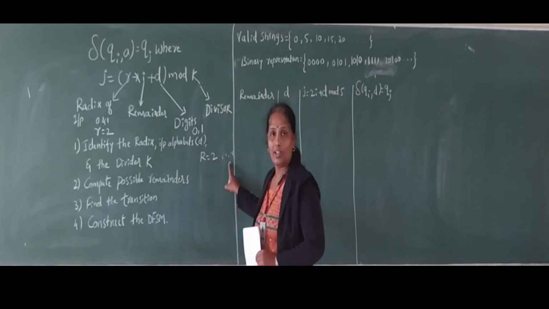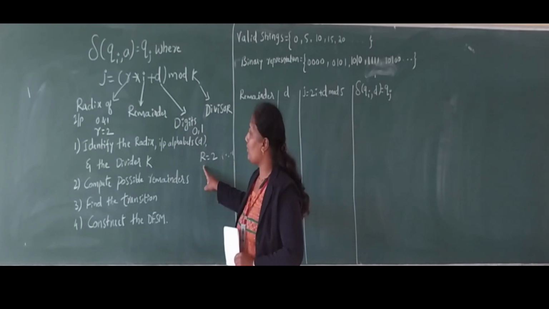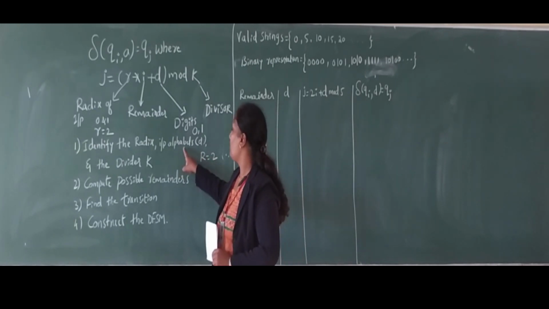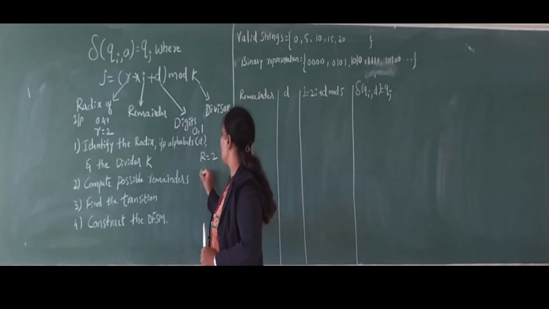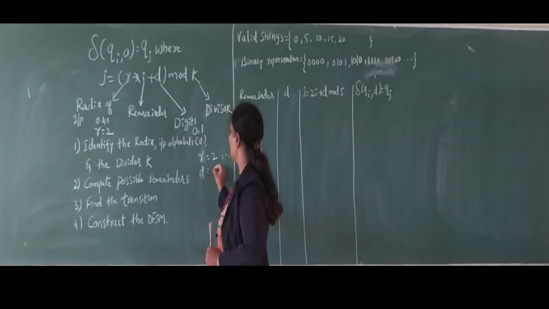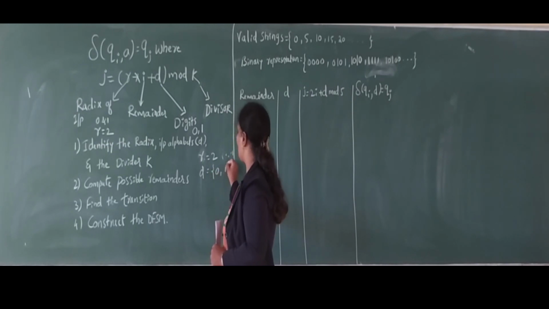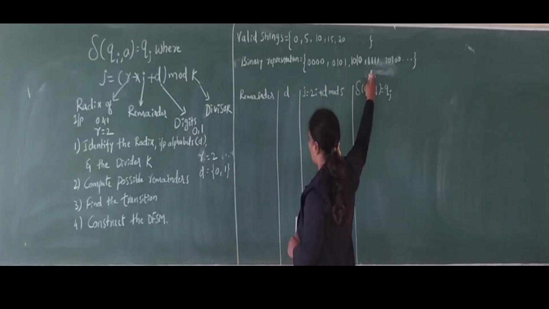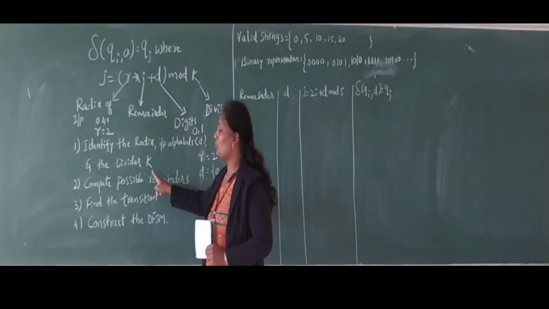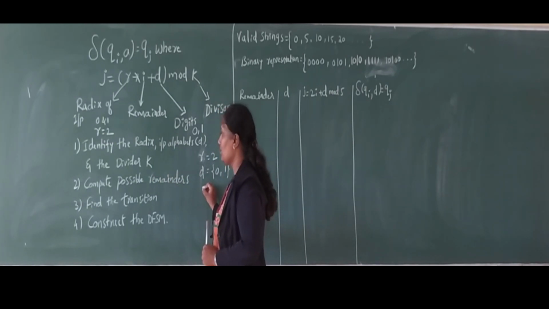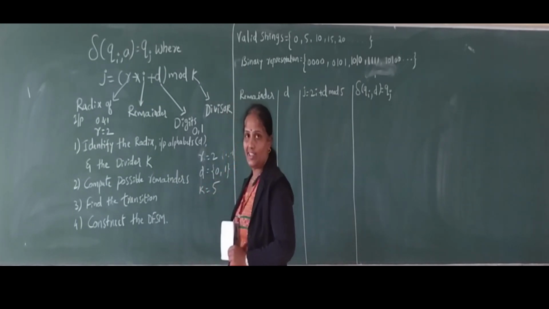So only 2 numbers you are going to consider. R value equal to 2. Next, the alphabet, D value. You are going to take only 2 digits, that is 0 and 1, because using these digits you are going to represent the string. Next, we should find the divider, 5 modulo 5. The divider is 5 here, so k becomes 5 in this case.